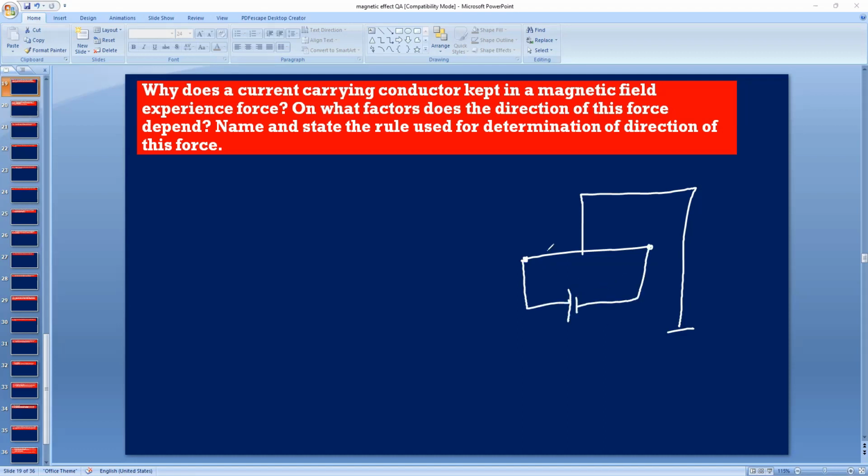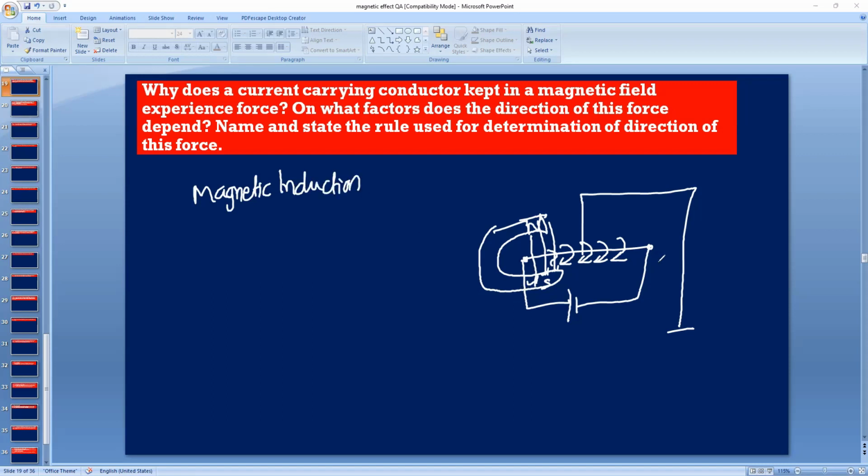Yes. Current carrying conductor kept in a magnetic field. The current carrying conductor is already producing a magnetic field. Still we give an extra horseshoe magnet. Then the iron rod is experiencing a force. The reason behind this is that the horseshoe magnet also has magnetic field lines. These magnetic field lines intersect with the existing magnetic field lines due to the current carrying conductor. Due to magnetic induction, this iron rod is experiencing a force. This is the first one.